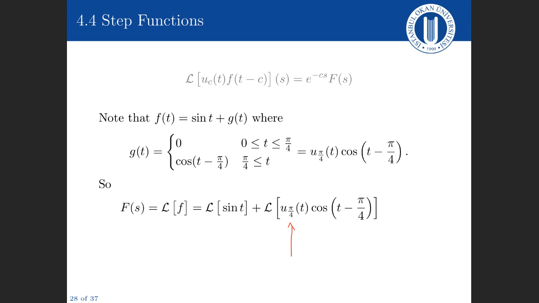And again, we have the same number here. We have pi over 4 and pi over 4. So we can use the formula at the top. And we can see that this Laplace transform is equal to e to the power minus pi over 4 s multiplied by the Laplace transform of cos. The Laplace transform of sine and the Laplace transform of cos we can find on our table. We can put these in and we have 1 over s squared plus 1 plus e to the power minus pi s over 4 multiplied by s over s squared plus 1.